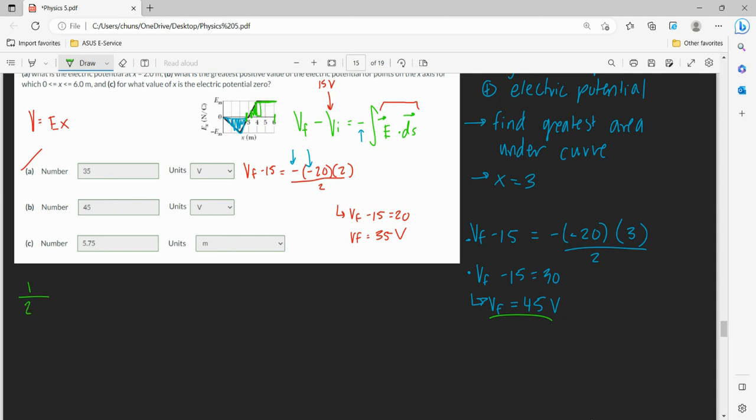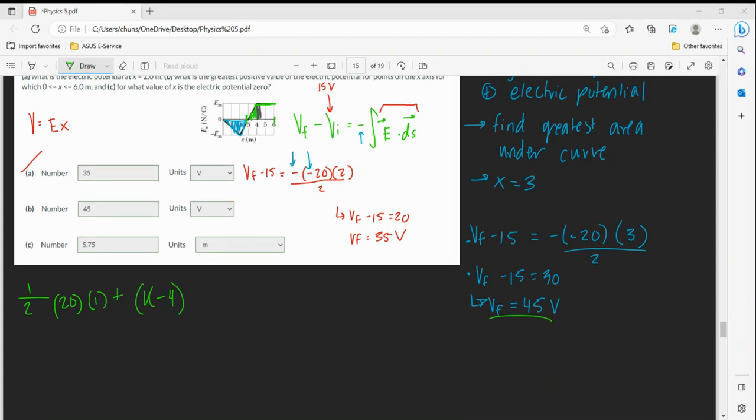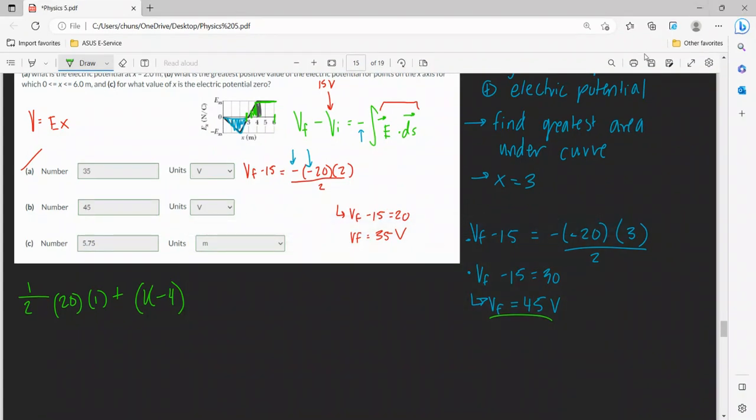So if we start with our first triangle, that's half, and we are reaching positive 20 now. And this is over a distance of 1. So that's our first triangle. And shaded in gray is the rectangle we want to add. So this is plus some value of our distance. So I'm just going to put k for now, minus 4, then times 20 is equal to 45. So now we're just going to isolate for that constant k.